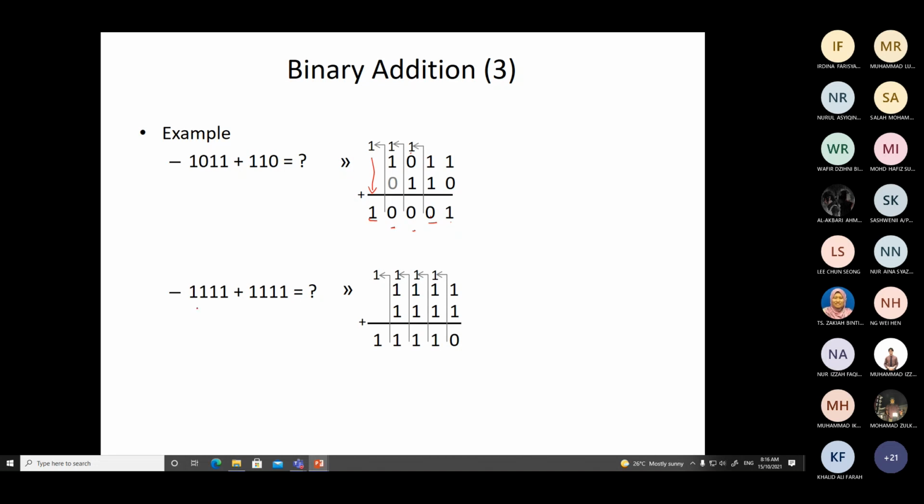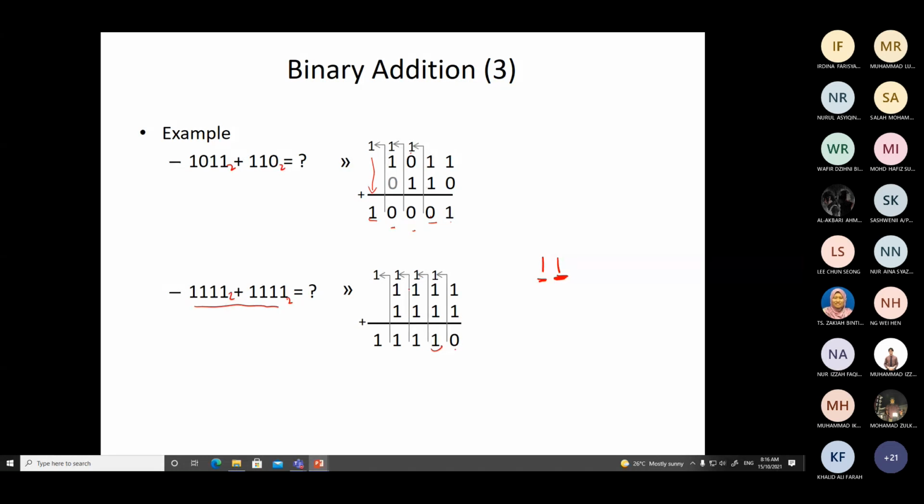And then also the same example, 1111 plus 1111. This is base 2, so don't forget that. Now, 1 plus 1 is 0, carry forward 1. So now we have 1 plus 1 plus 1, which is 3. 3 means the sum is 1 and the carry bit is 1. So 1 here, carry bit 1 here.